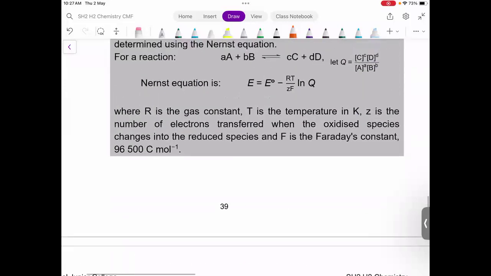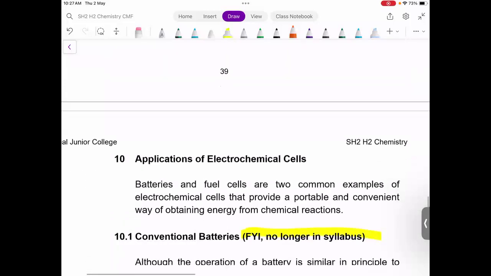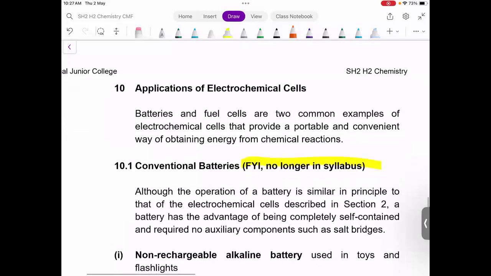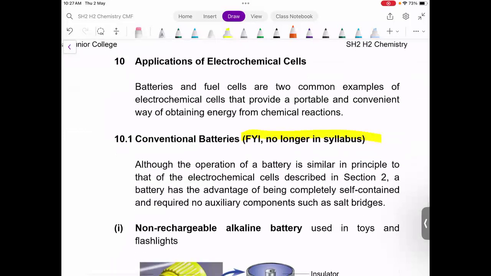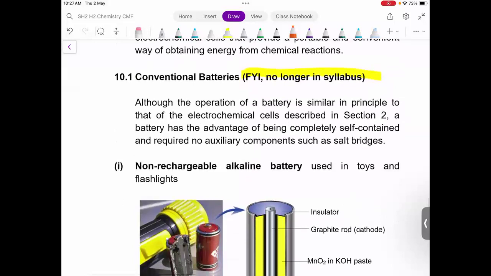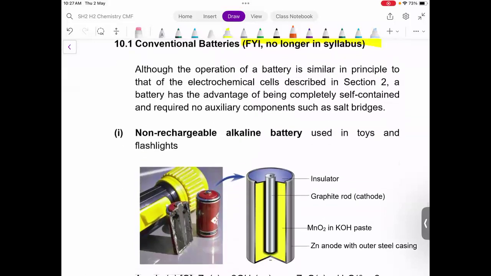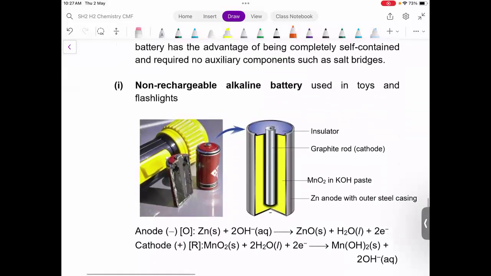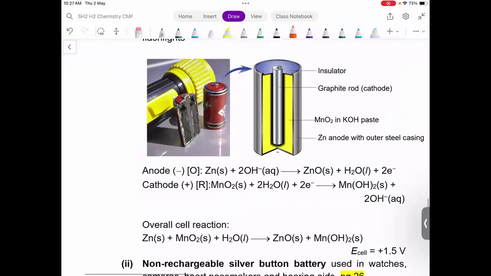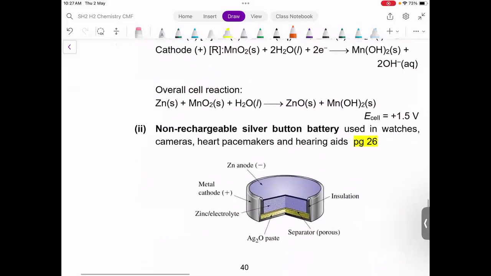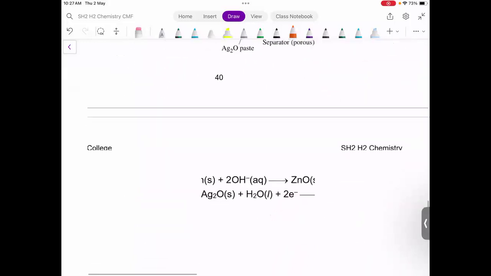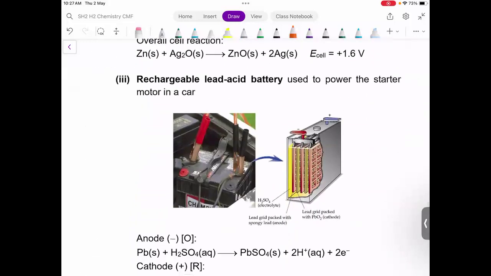You just substitute into the formula. We will explain to you. Now, applications of electrochemical cells: the fuel cell. We are not going to cover the conventional batteries. Does physics also cover the conventional batteries? Anyway, this one you can read on your own. The other one is the fuel cell, which I will go through the next time I see you.